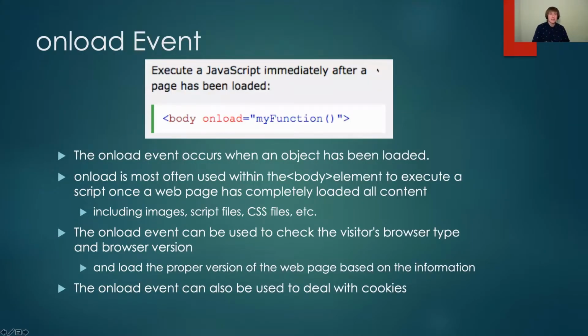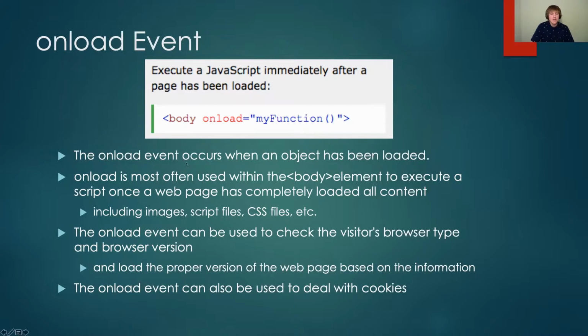Let's look at the onload event. If I want to execute a JavaScript immediately after the page has loaded, then I need to use the onload event. Now, what do I mean by the page has loaded? Technically, it's after the DOM has loaded. So after the DOM has built that tree that we just got done talking about, this function will be executed.